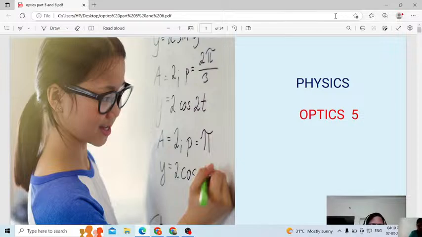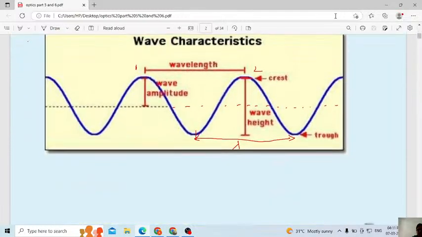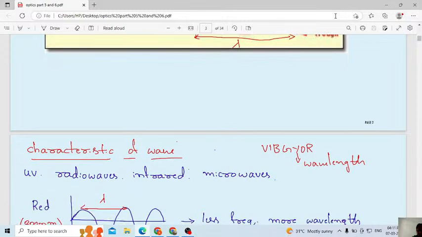Yes, last class we discussed a few important topics based on the optics syllabus. Today we will discuss the remaining 2-3 topics. I will finish this one today.